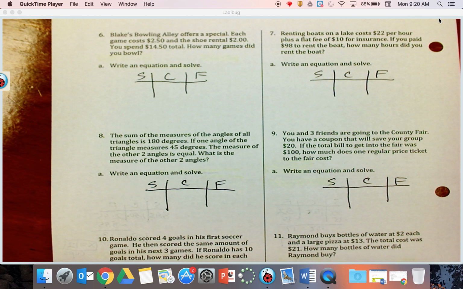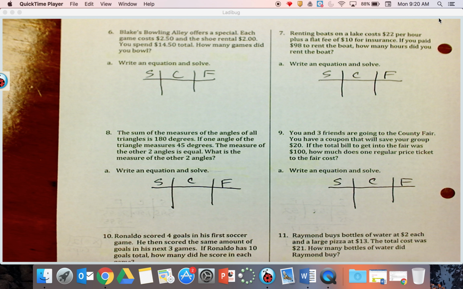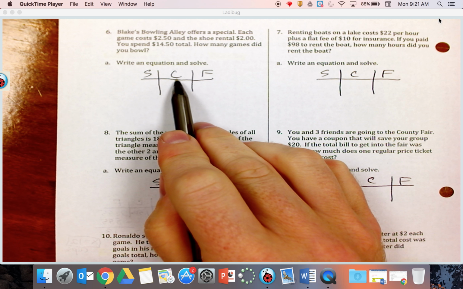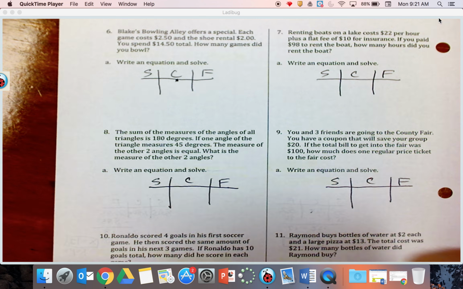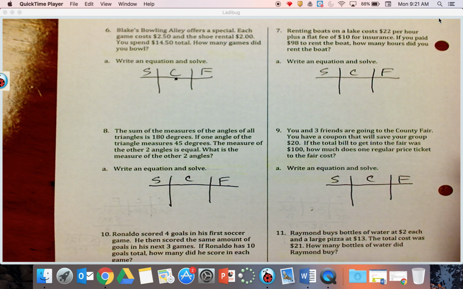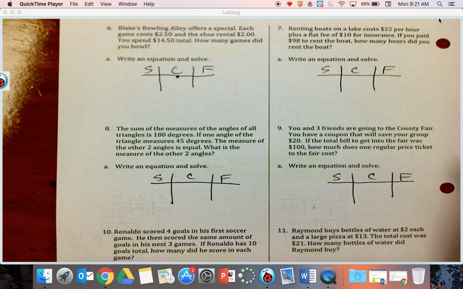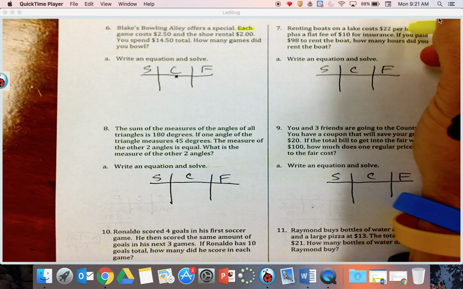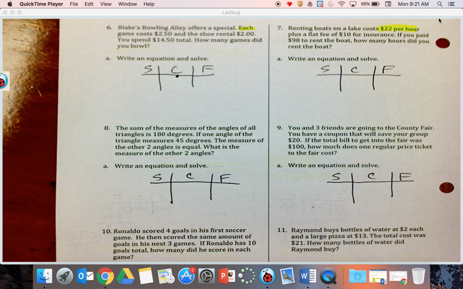Remember that the change is where you're looking for the words each or per. If you find those, those are your change words. You can see these here, they're all right there for you. Per, and all those that they have right there.